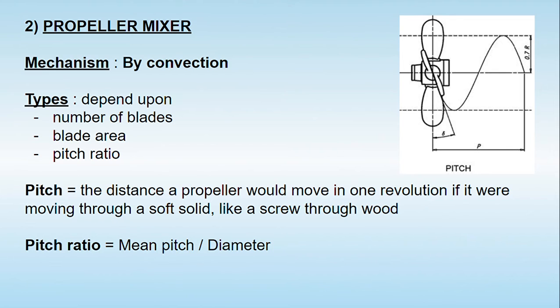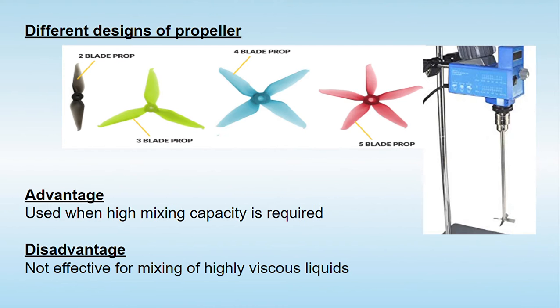Let me clarify what a pitch is. The pitch is generally the distance a propeller would move in one revolution. Let's say we take the example of a blade moving through one revolution, like a screw moving through wood; the distance traveled is called the pitch. And the pitch ratio is the value of that pitch, the mean or arithmetic average pitch, divided by the diameter. These are the criteria for the propeller which play a very important role.